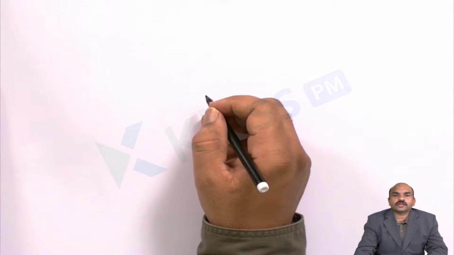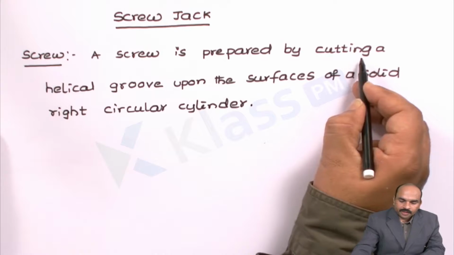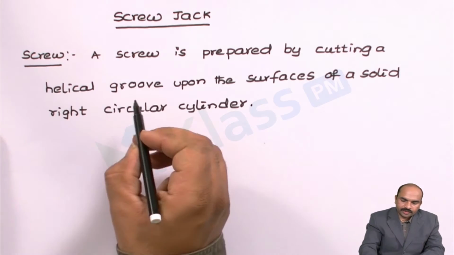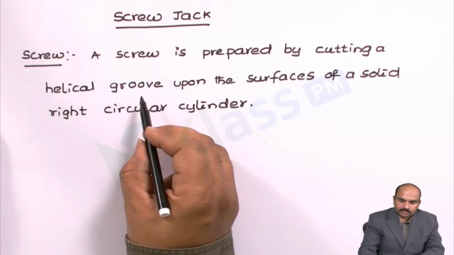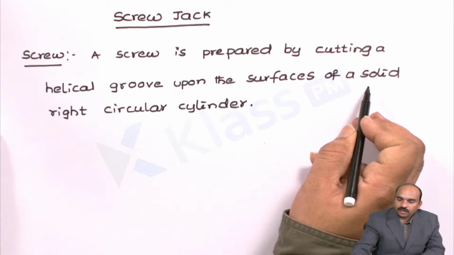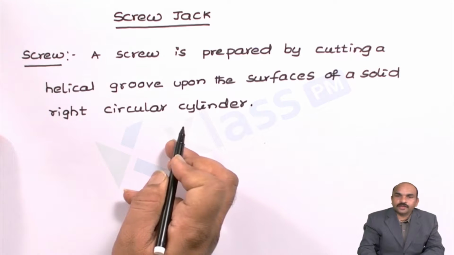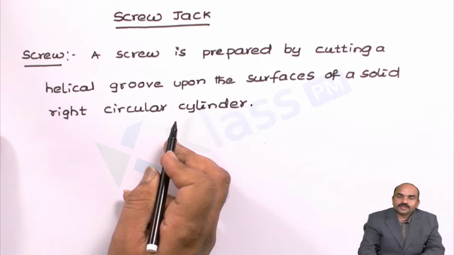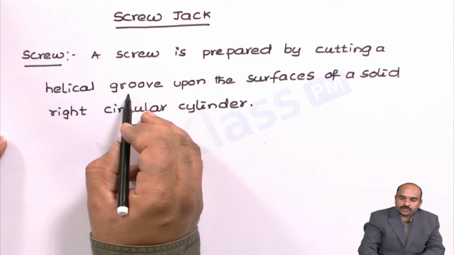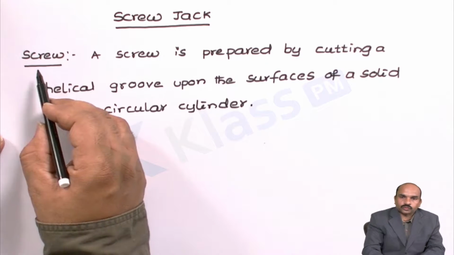We are going to discuss the screw jack. A screw is prepared by cutting a helix. Helical means in the shape of helical grooves, helical slots upon the surface of a solid right circular cylinder. Over the surface of the cylinder, by cutting these helical grooves, you get the screw.